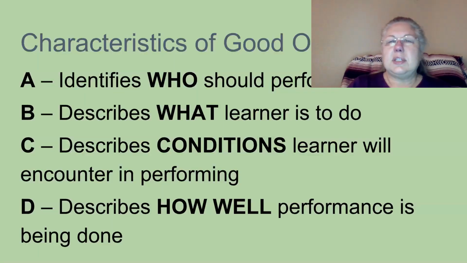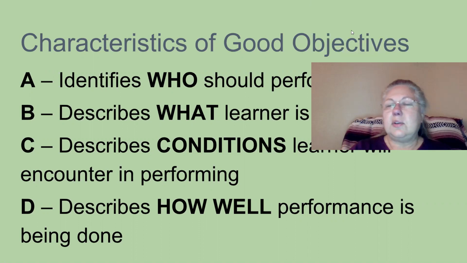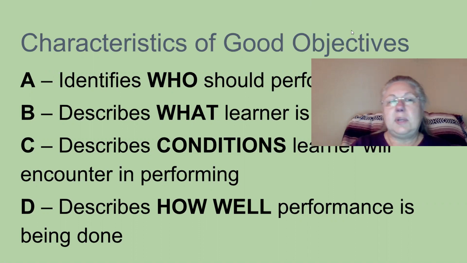So the characteristics of a good objective: we just got through saying CBC is content or condition, behavior, and criteria. But here's another way of looking at it. A is, who should be doing the performing? For instance, your students. What is a learner to do? That's your action verb and your behavior.